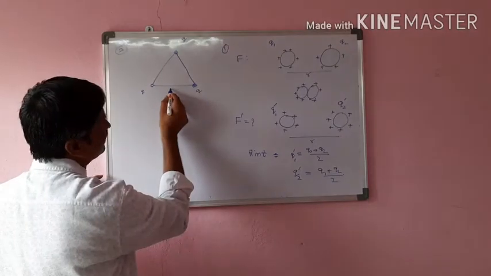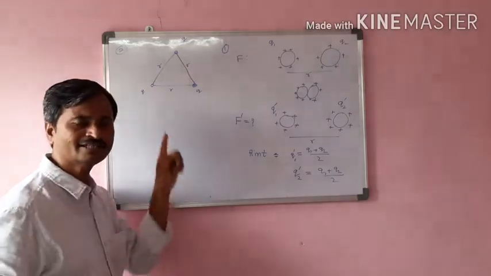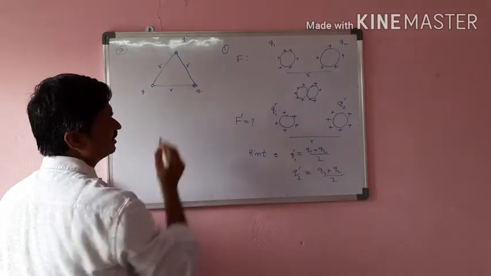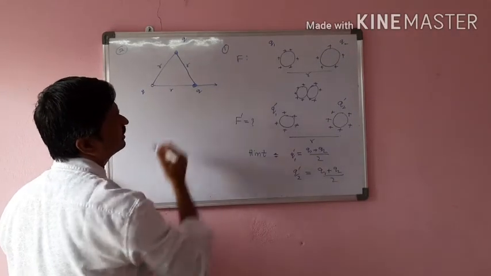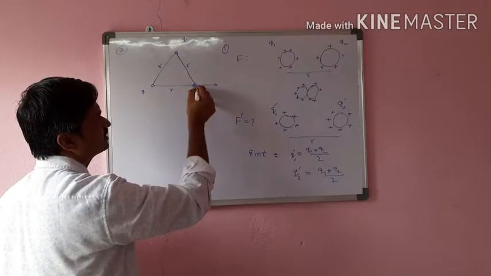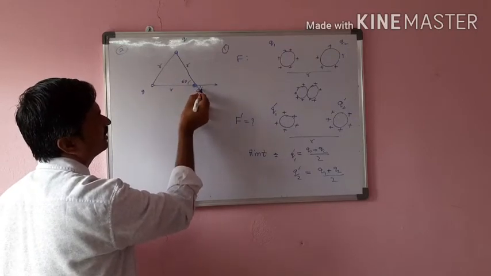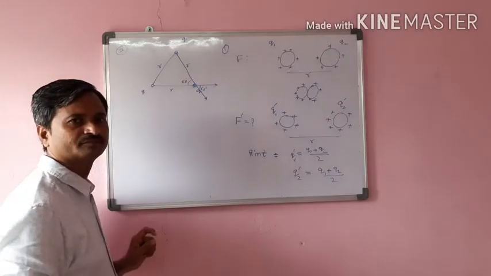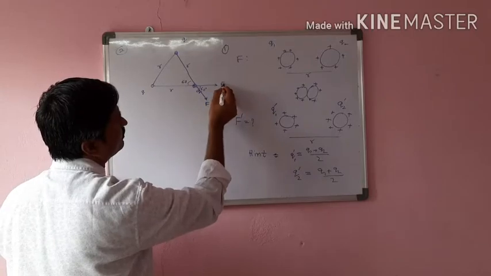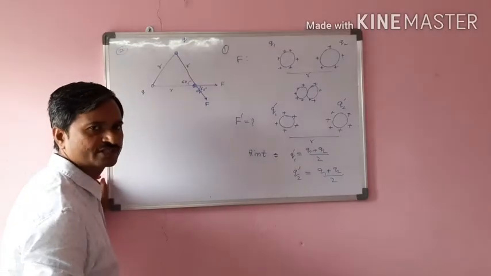Here the distance is the same, let us say r for easy. This is also r, this is also r, as it is an equilateral triangle. Now here, as these are equal charges, a repulsive force acts in this direction by this charge, and a repulsive force acts on this charge in this direction, and this angle is 60 degrees. This angle will also be 60 degrees. Then as the force, if it is F, this will also become F. Now the resultant force is the vector sum of these two forces.